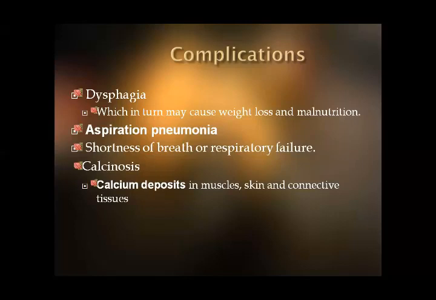Because of involvement of the respiratory muscles, these patients can have aspiration pneumonias. With dysphagia, the patient may have regurgitation leading to aspiration pneumonias. Shortness of breath is usually because of pulmonary fibrosis and interstitial lung disease, which may lead to hypoxemia and sometimes worsen to respiratory failure, and the patient may die because of chronic hypoxemia and respiratory failure. Calcinosis, just like in scleroderma, may occur.